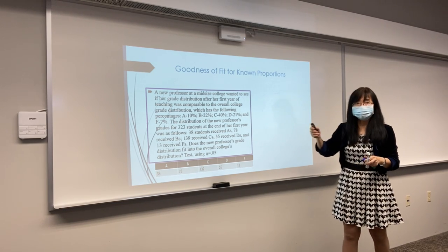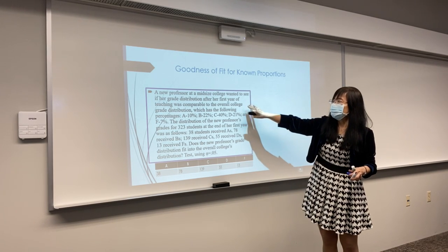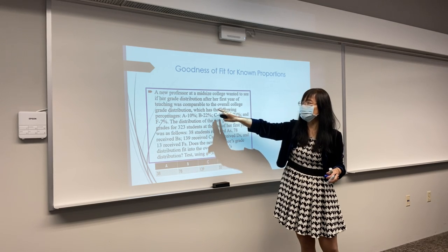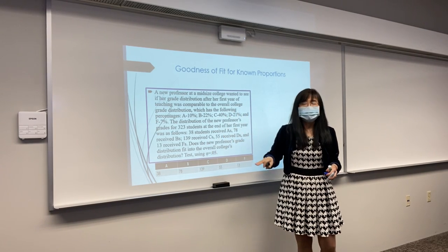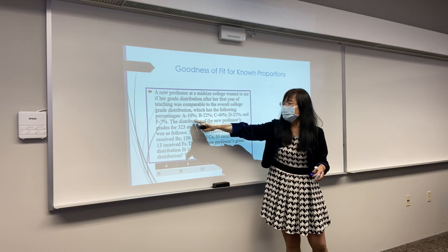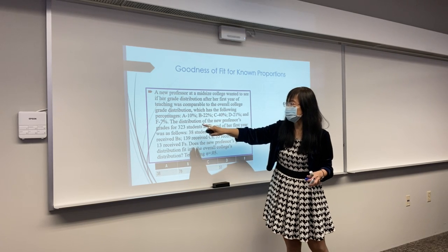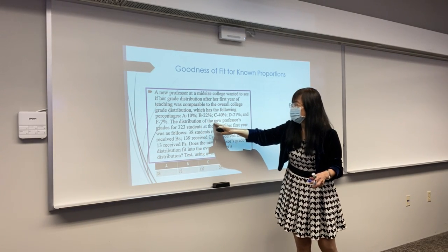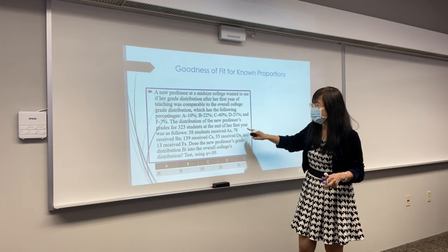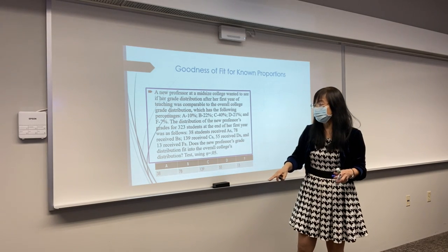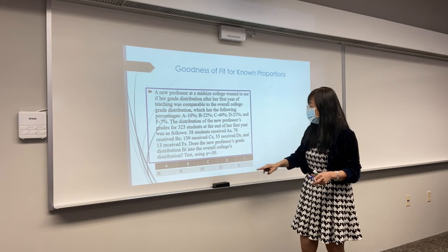So this example is from our book, and actually the book already has all the answers, but I think that's easy, okay? A new professor at a mid-sized college wants to see if her grade distribution after her first year of teaching was comparable to the overall college grade distribution. So ideally, the percentage for A is 10%, B is 22%, C is 40%, D is 21%, and F is 7%, okay? And this new professor had 323 students at the end of her semester, and she found 38 students got A, 78 got B, 139 got C, 55 got D, and 13 got an F.